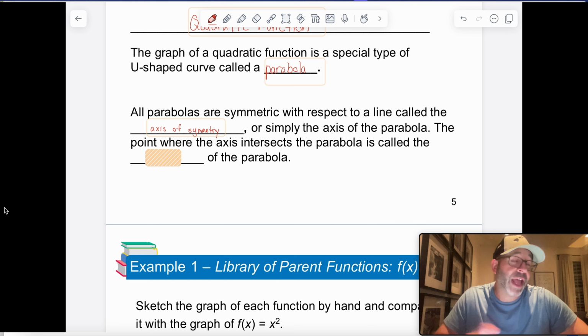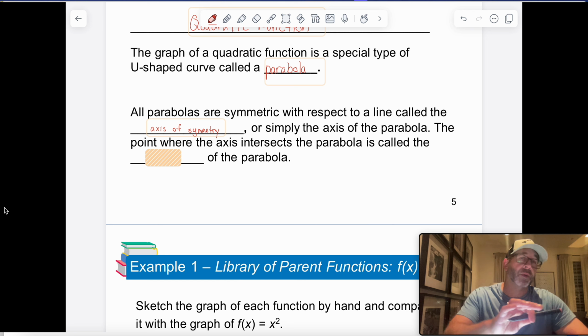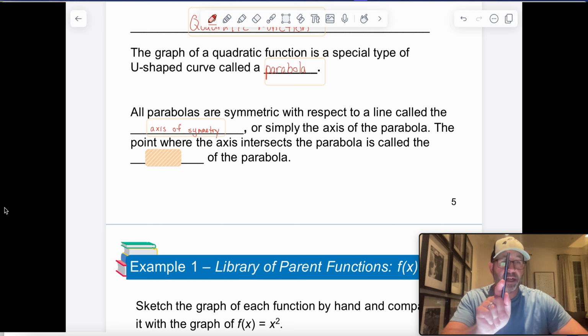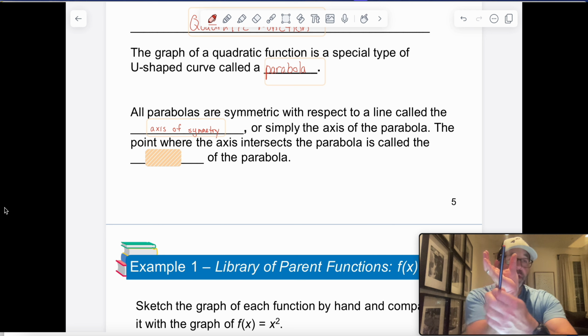But it's also called the axis of the parabola. It's the point where the axis hits the parabola. So you're going to have this line, right? And then we're going to have this U shape, and the point where it actually runs into the parabola is going to be right here.